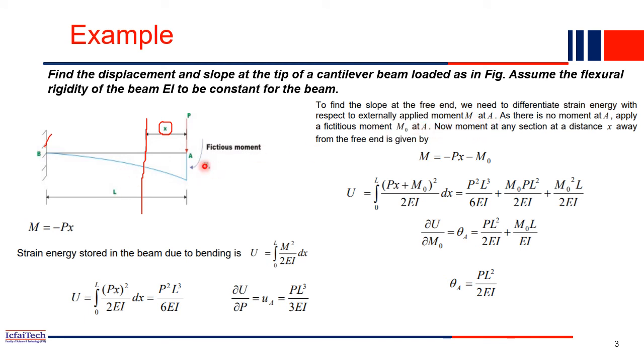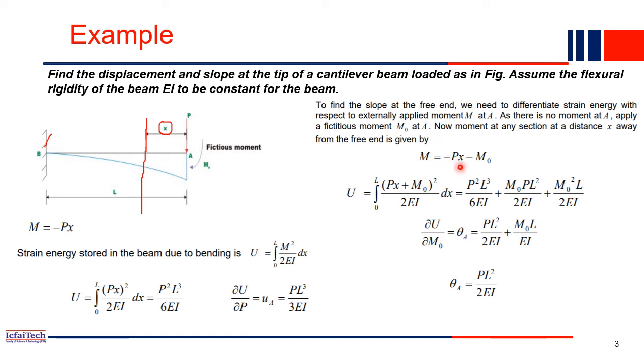That is our theorem, but there is no external moment, right? So that's why we apply some imaginary moment M naught. As there is no moment at A, apply a fictitious moment M naught at A. Now find the moment at any section at a distance x. Earlier we wrote M equal to minus Px. Now we applied an extra M naught.